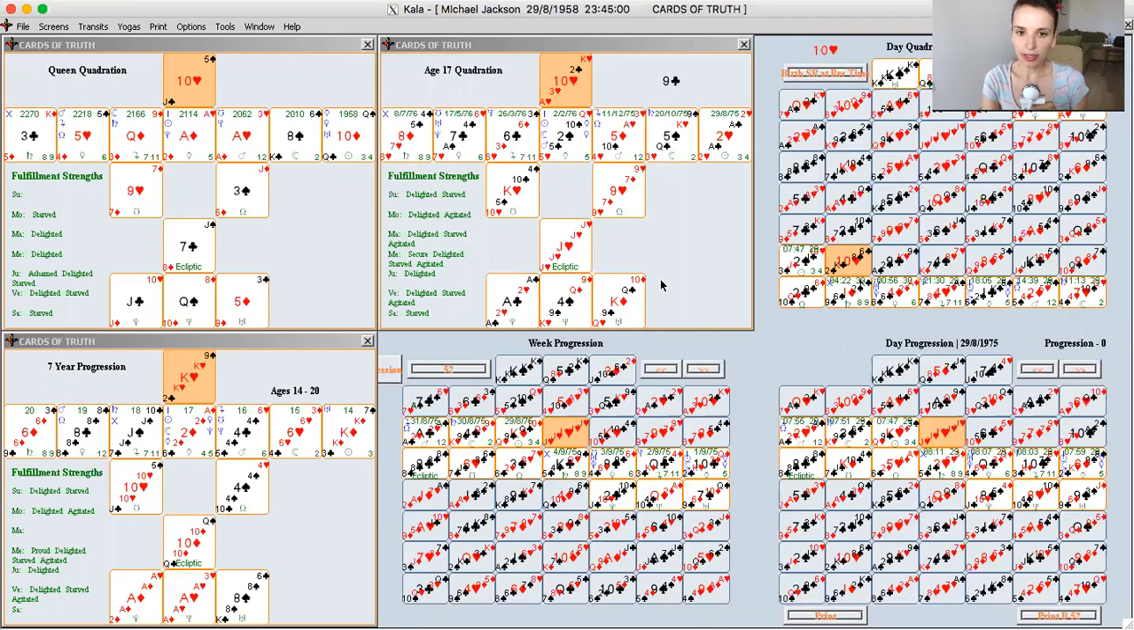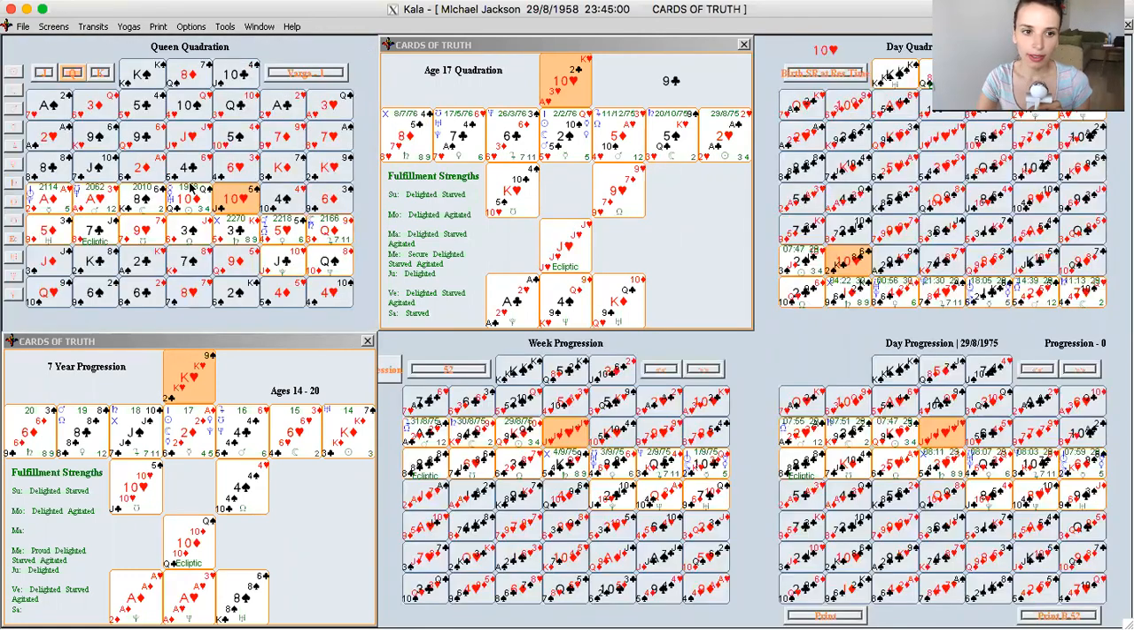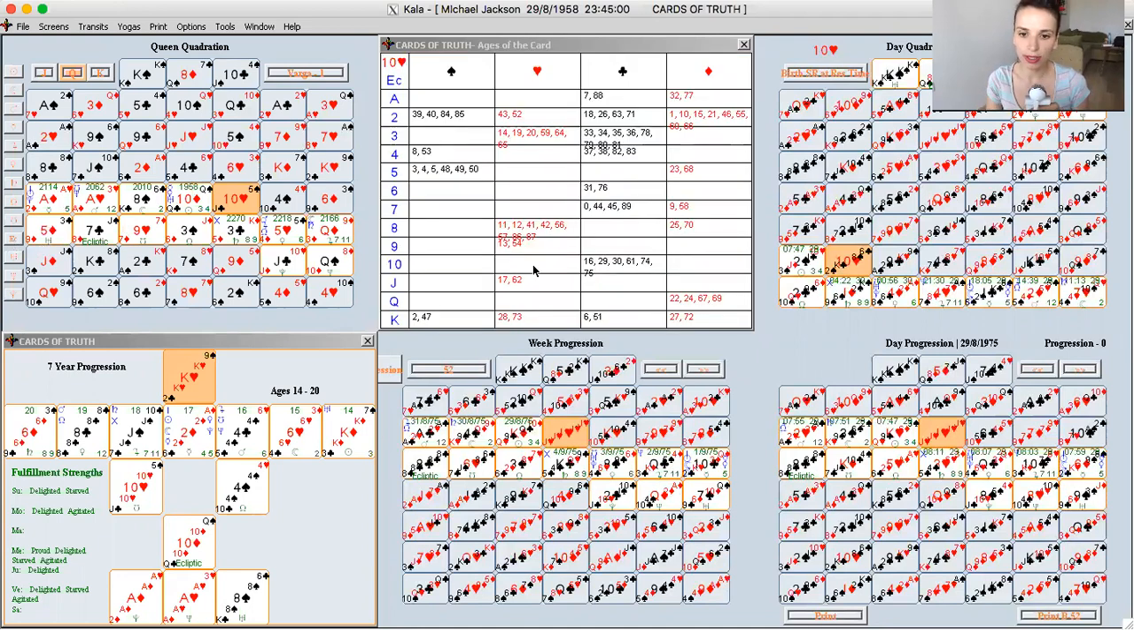Okay, so first we have here when he was age 17. He was running this Jack of Hearts on his ecliptic card. If you have the Kala software or the card software, you can look for a person's birth card and see what ecliptic card you can expect for every year. So if we look at Michael Jackson, we don't see any Jacks as his ecliptic, except for age 17 and 62 when he would be running a Jack of Hearts.